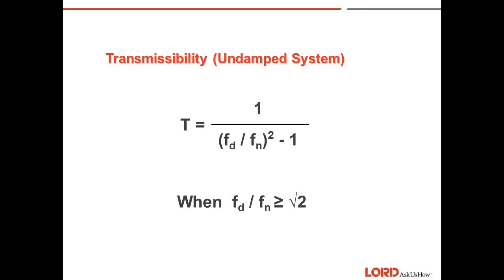Transmissibility in an undamped system. So far we have talked about free vibration. What happens when a force or deflection is applied and then removed from the spring mass system? Now we will look at the system's reaction to a forced vibration.